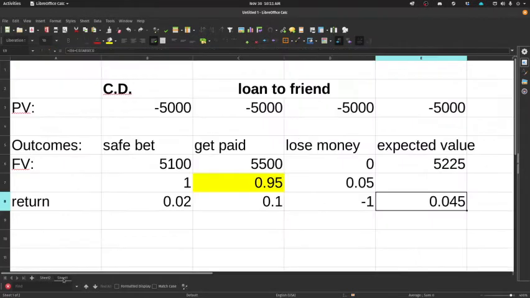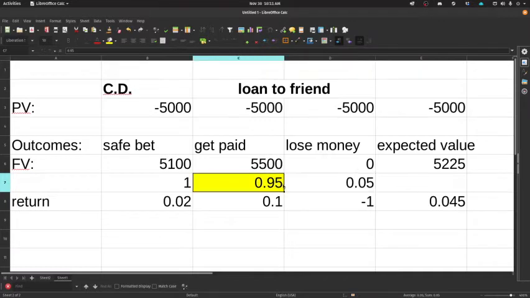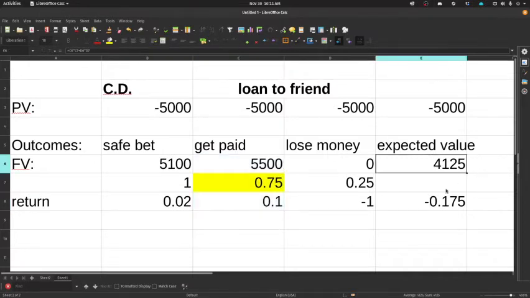And I'll update that on Blackboard also. All right, so what does this look like if there's a 25% chance? Well, that means there's a 75% chance that you get paid back. And for those numbers, on average, you're getting paid back $4,125. So if you imagine that you had a bunch of friends asking for these loans and they're all sort of equivalent in some way, then on average of these loans, you either get paid back or you don't, but on average, every 5,000 you put in, you get back 4,100 for a return of negative 18%, which really sucks.